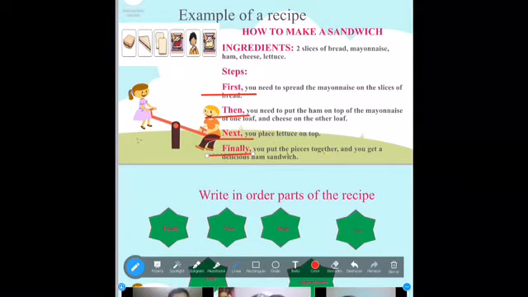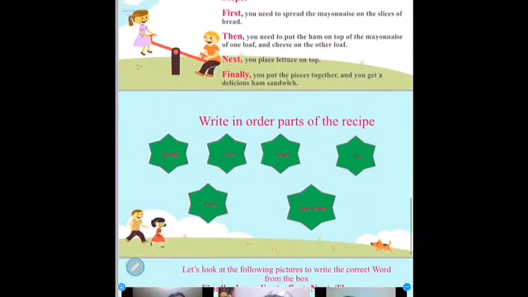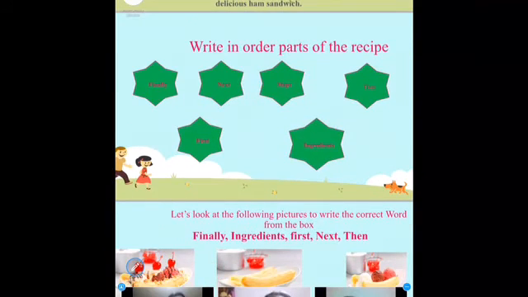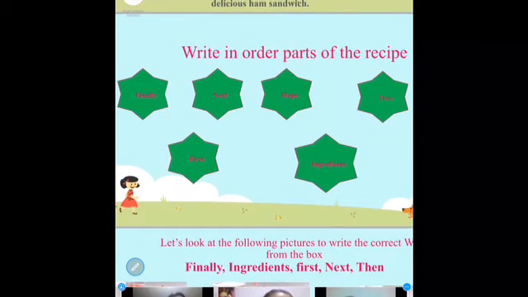Okay, very good. So let's continue with this, guys, okay? Write in order the parts of the recipe. Write in order the parts of the recipe, okay? We have finally, next, steps, then, ingredients, and first. Which word, Yesenia, your audio please, Yesenia. Thank you. Which word goes first? As it says in my instructions, we have to order the parts of the recipe.